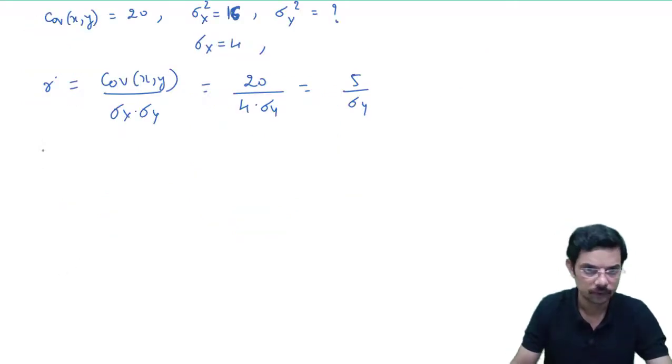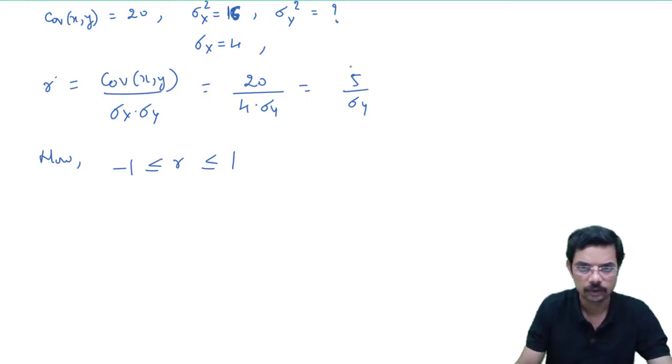Now we know that the value of r lies between -1 and 1. What is r? r is equal to 5 by sigma y. Please be careful here.